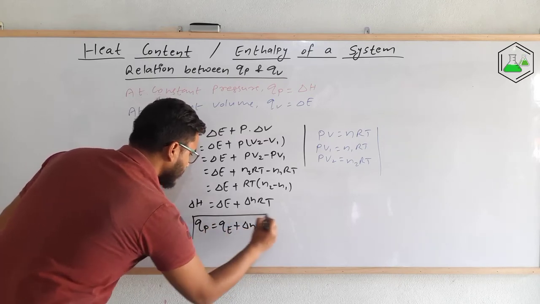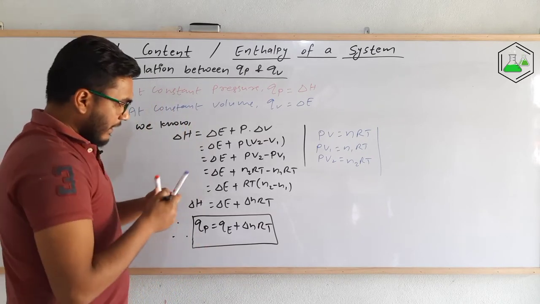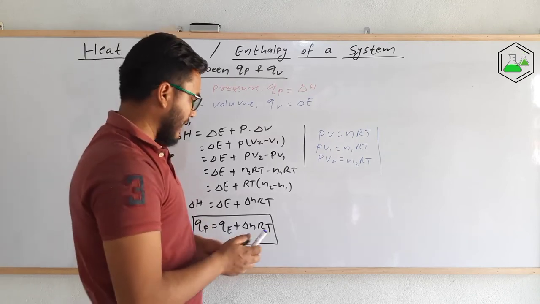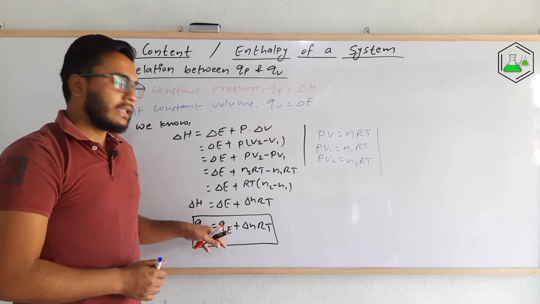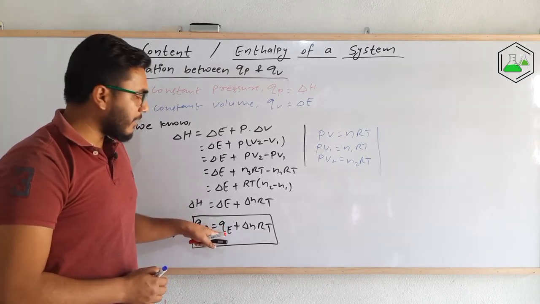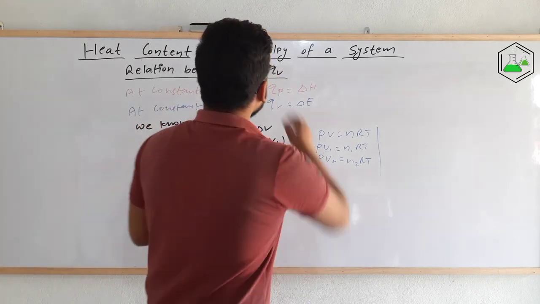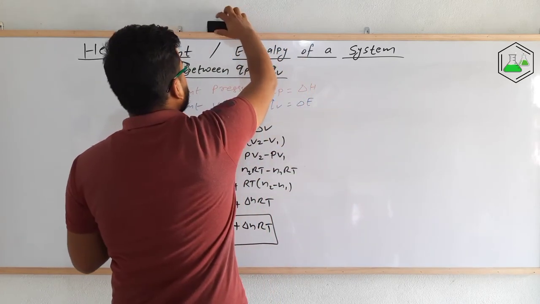So this is one of the most important formulas in thermodynamics, and this formula is used to solve a lot of numerical problems as well. Now, this is the relation between QP and QV, that is the heat energy absorbed at constant pressure and heat energy absorbed at constant volume. Now, let's see some conditions that are associated with this particular formula.